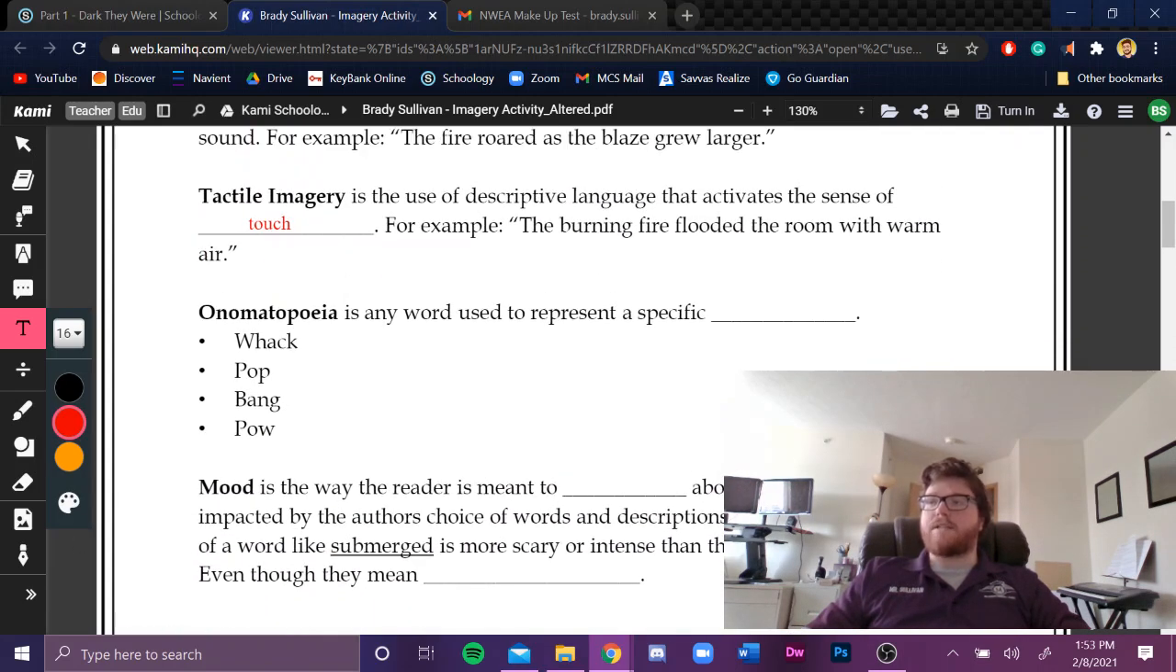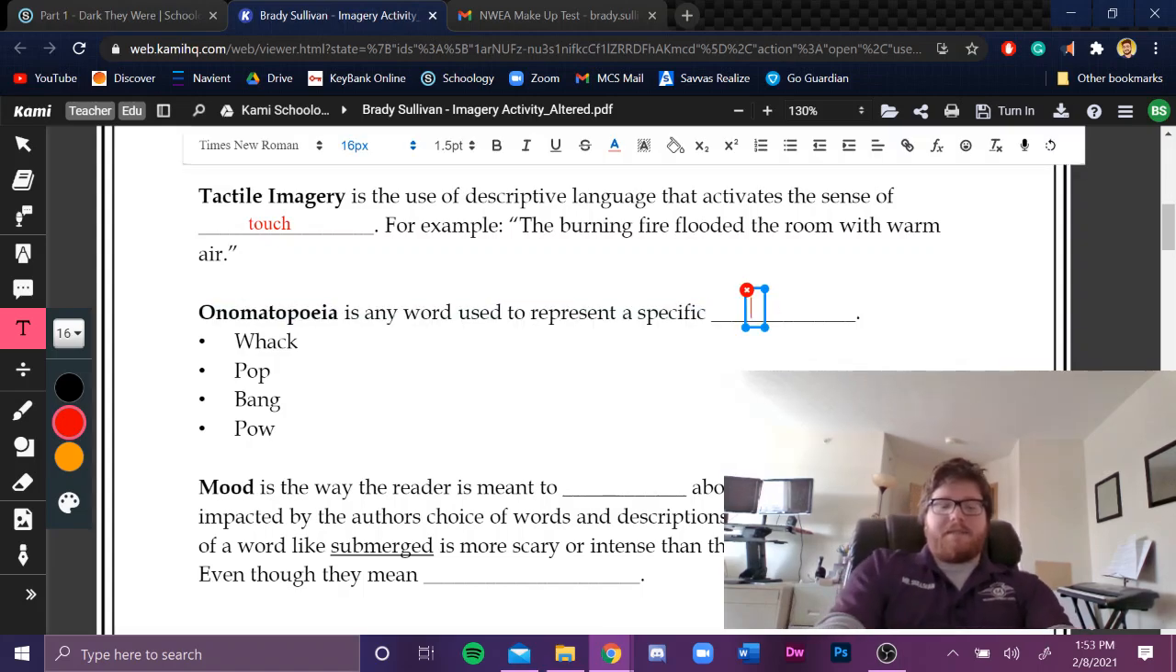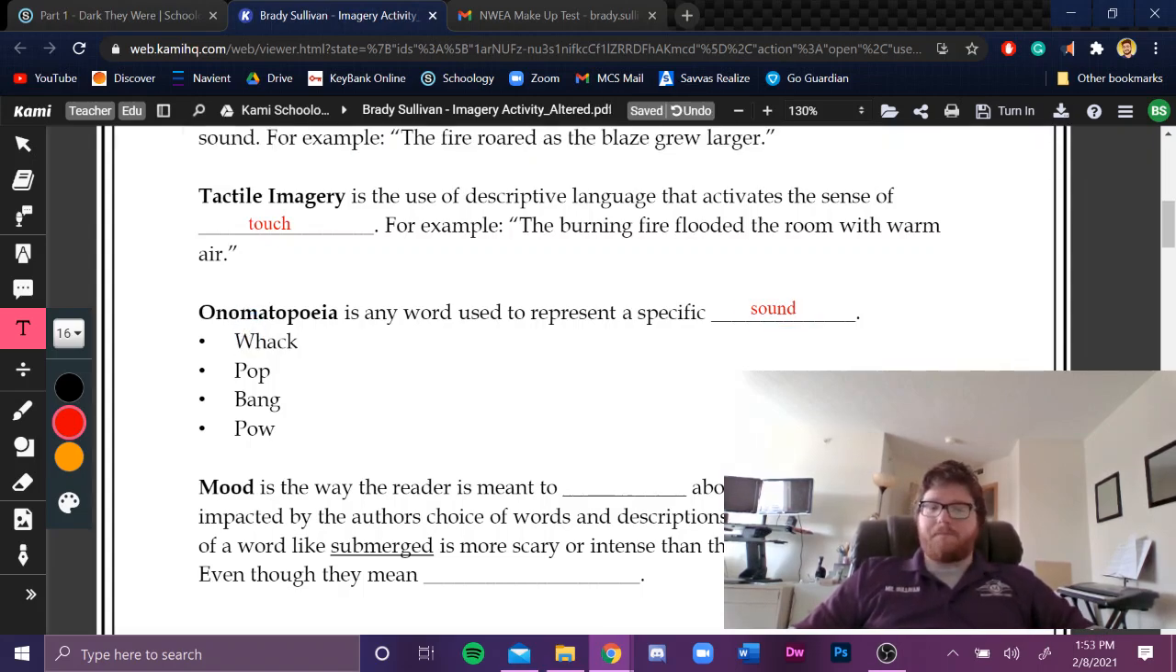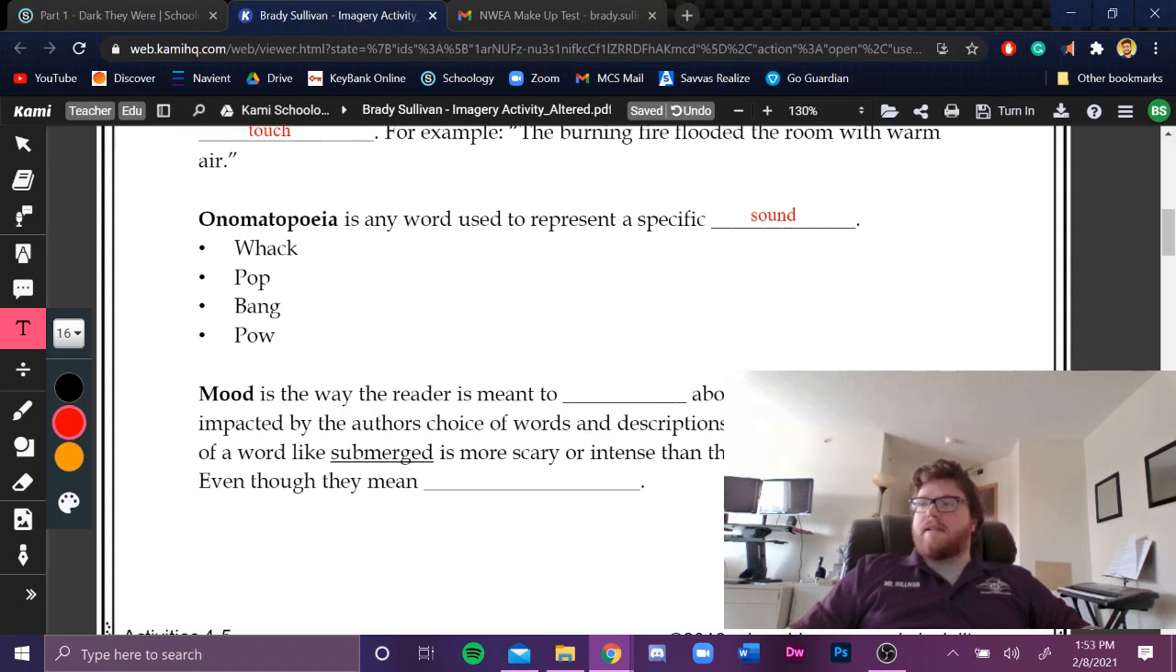Our next word is onomatopoeia, and the classes today have told me that this has been a review word. Okay, onomatopoeia is any word used to represent a specific sound. Okay, so we have a couple examples here: whack, pop, bang, pow. We've also had boom and, what else did we come up with in class? Kaboom, all those ones. Okay, so that is onomatopoeia.